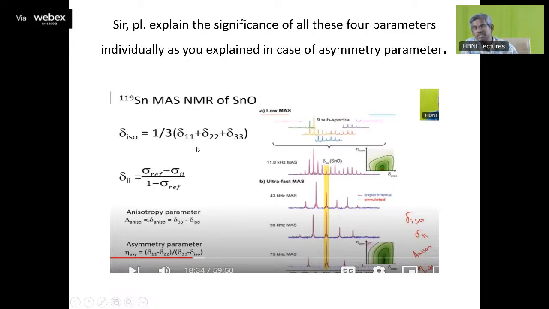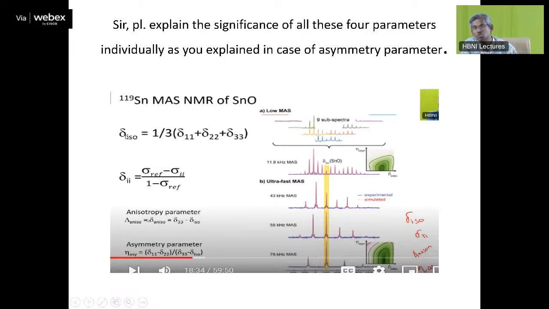Remember, sometimes in texts they write delta 11 is equal to sigma 11, delta 22 is equal to sigma 22, and delta 33 is equal to sigma 33. They use them interchangeably in many textbooks. Don't worry about that. They are one and the same, because they are components of the chemical shift anisotropy. Instead of delta iso, people write sigma iso.